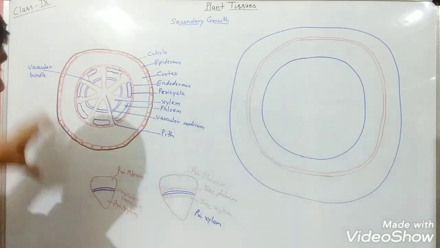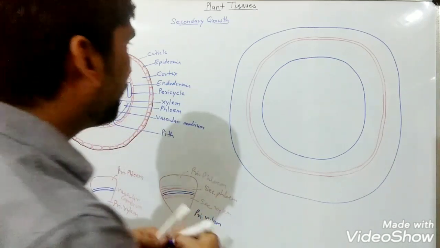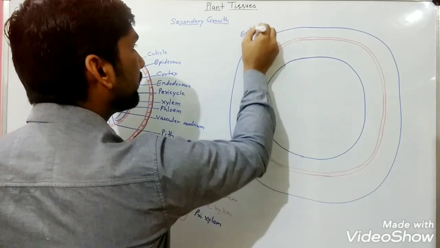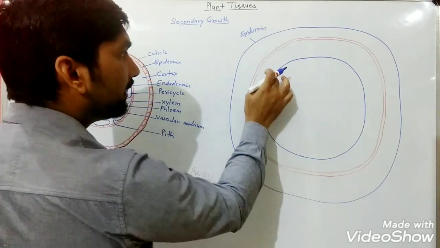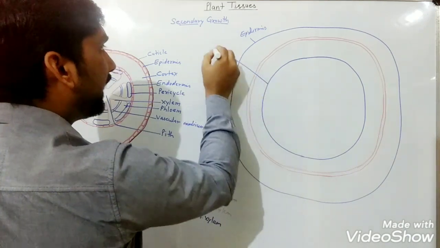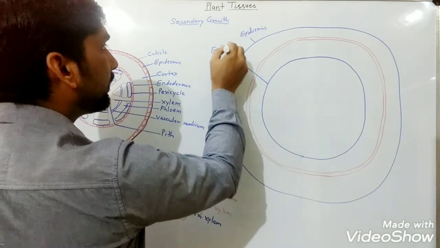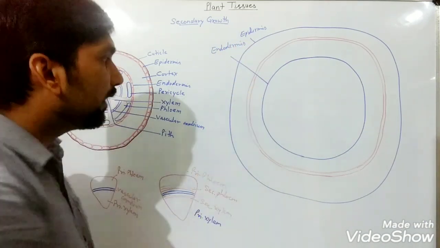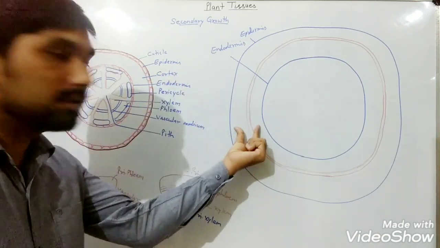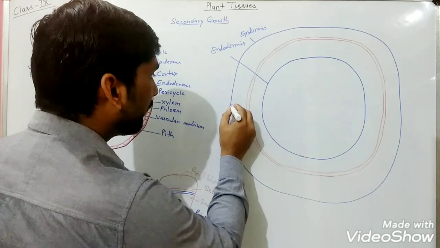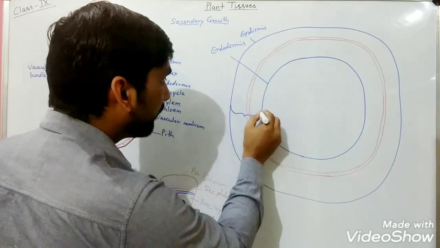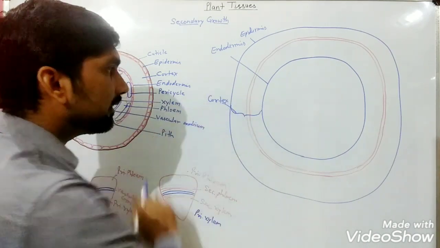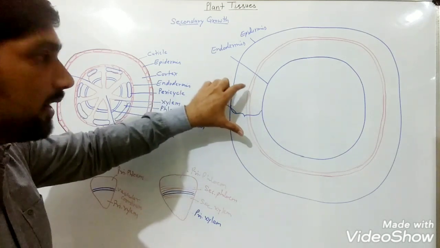So as you can see here, the outermost layer is what? Epidermis. This layer is what? Endodermis. In between epidermis and endodermis, what is present here? Cortex. This whole region, from here to here, is the cortex. Now what is happening here?